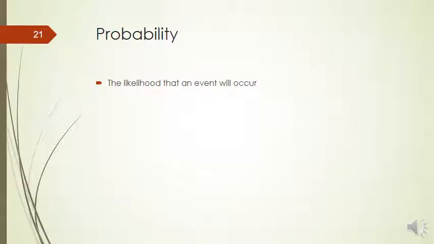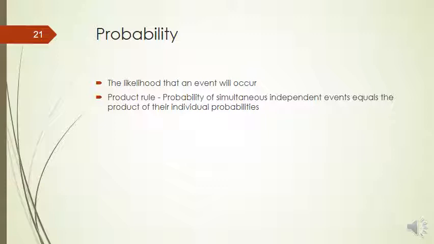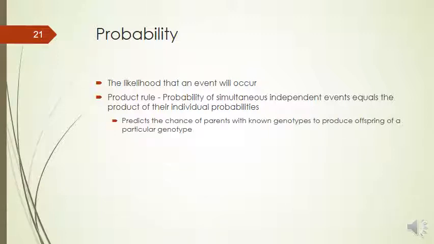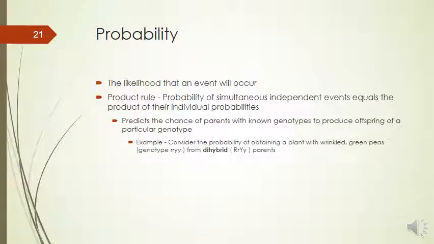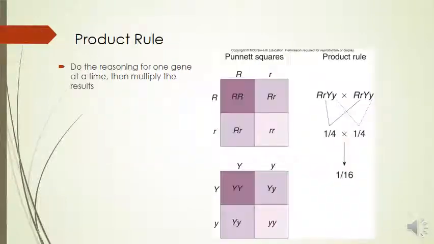Probability is the likelihood that an event will occur. The product rule refers to the probability of simultaneous independent events, which equals the product of their individual probabilities. It predicts the chance of parents with known genotypes to produce offspring of a particular genotype. For an example, consider the probability of obtaining a plant with wrinkled green peas, genotype homozygous recessive for both the R and the Y genes, from dihybrid parents heterozygous dominant for the R and Y genes. This slide illustrates the product rule.